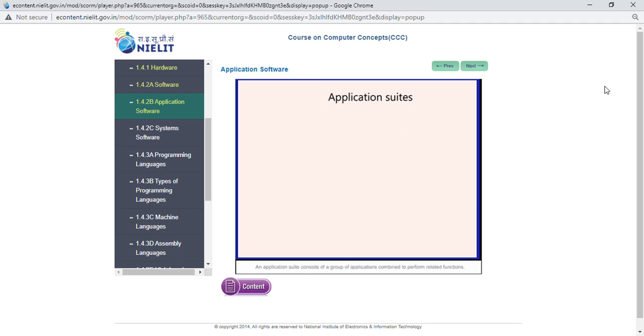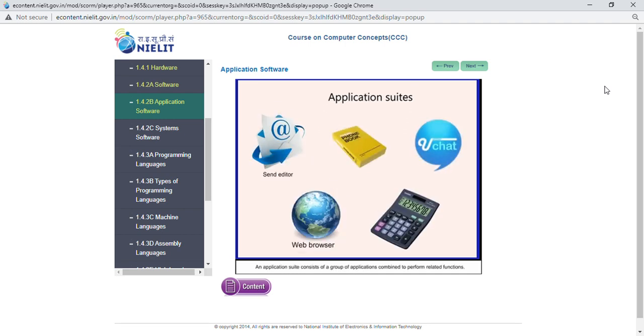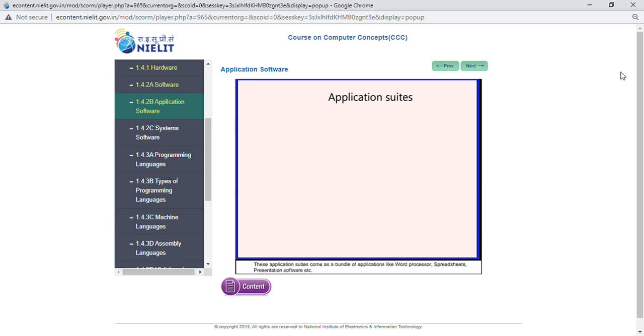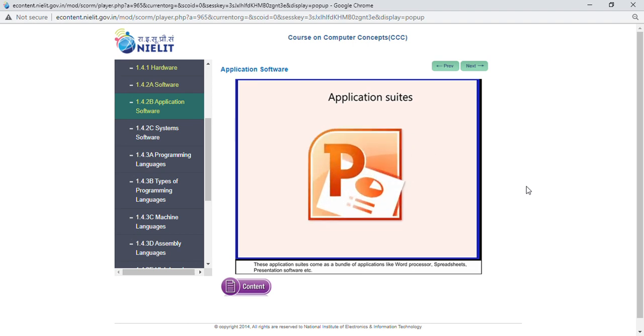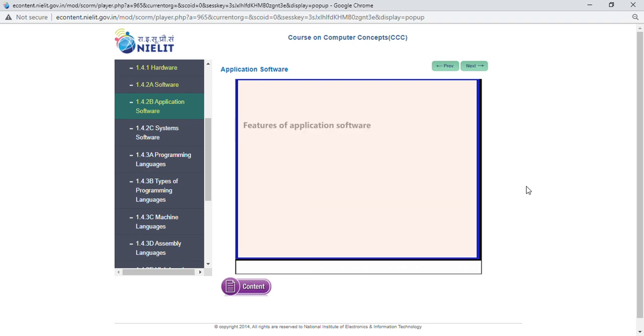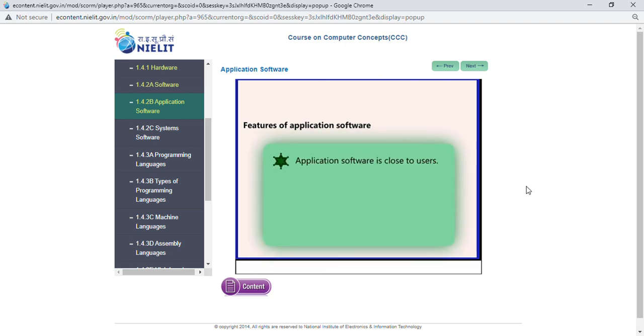Application suites. An application suite consists of a group of applications combined to perform related functions. These application suites come as a bundle of applications like word processor, spreadsheets, presentation software, etc. Features of application software. Application software is close to users. This software is easy to understand and manipulate. Application software is easy to design.